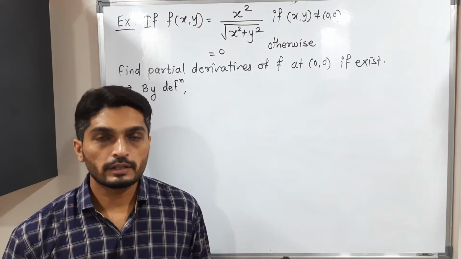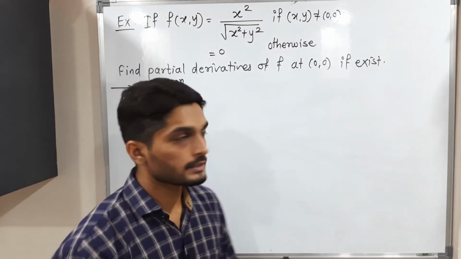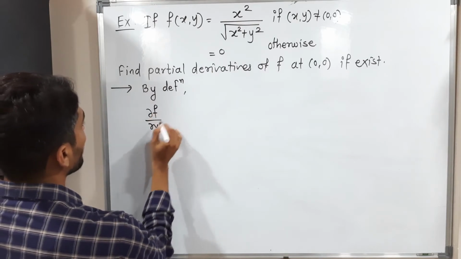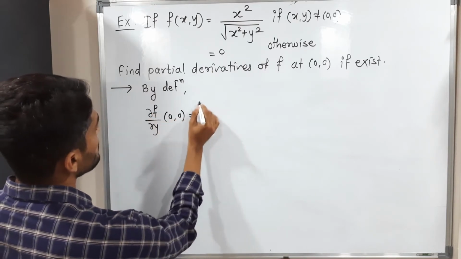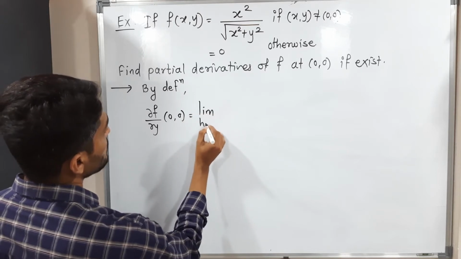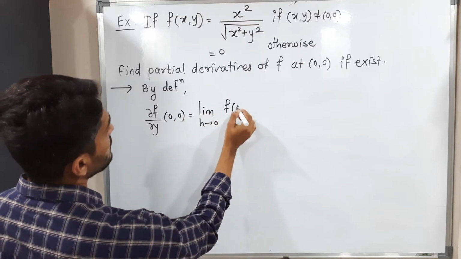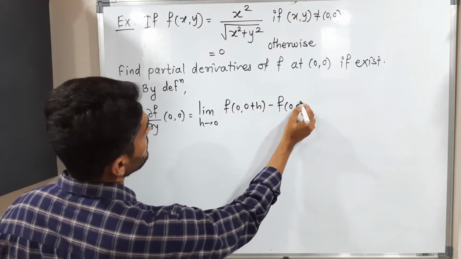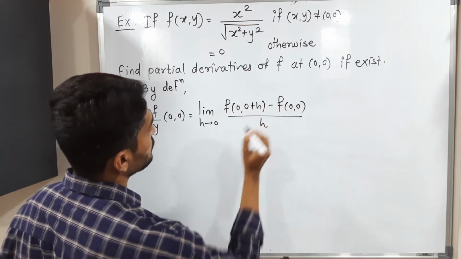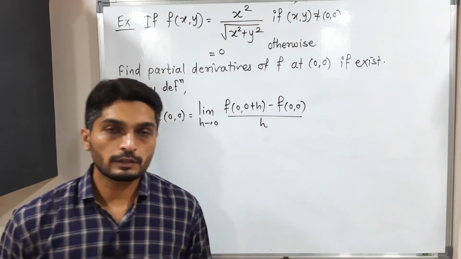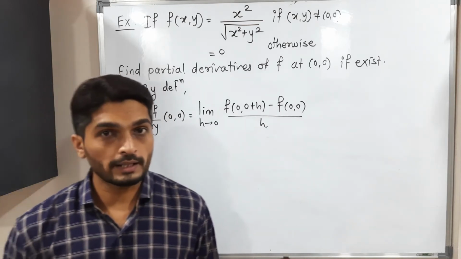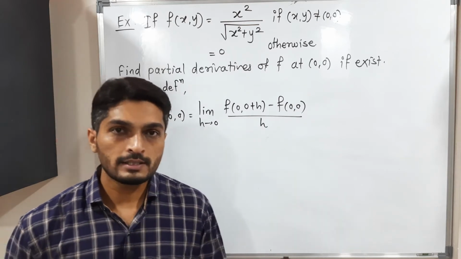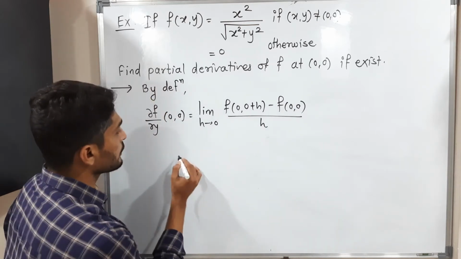Okay, so let us find the second partial derivative, that is ∂f/∂y at (0, 0). So the definition says limit h tends to 0 of f(0, 0 + h) minus f(0, 0), divided by h. See, here we are differentiating with respect to y, that means the second component. So that's why I added h only in the second component. So let us see what will happen.